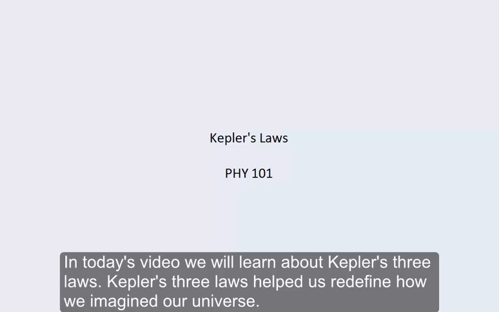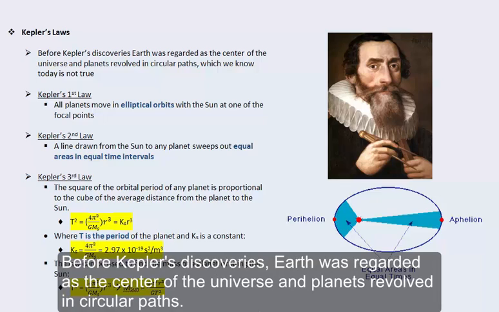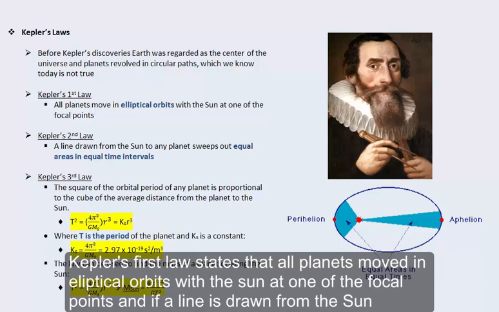In today's video, we'll learn about Kepler's three laws. Kepler's three laws helped us redefine how we imagined our universe. Before Kepler's discoveries, Earth was regarded as the center of the universe, and planets revolved in circular paths. Kepler's first law states that all planets move in elliptical orbits with the Sun at one of the focal points.